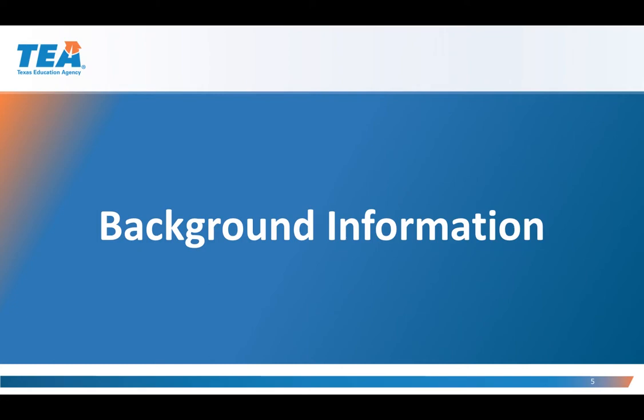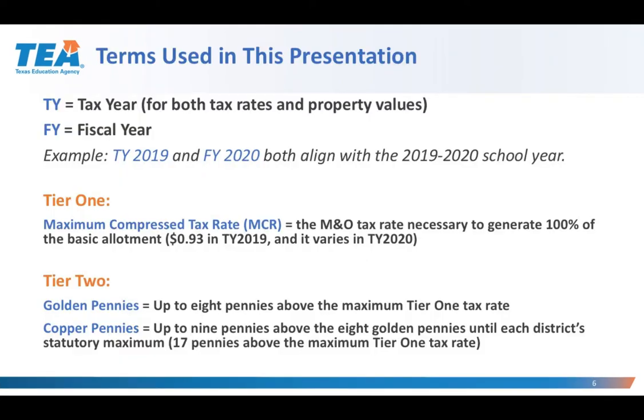So starting off with background information. Just going over some of the terms that we're using in this presentation. TY is our abbreviation for tax year. It applies to both tax rates and property values. FY is fiscal year. As an example, tax year 2019 and fiscal year 2020 both align with the 2019-2020 school year. So if we're talking about tax year 2019 or tax year 2020, you can understand which school year that applies to.